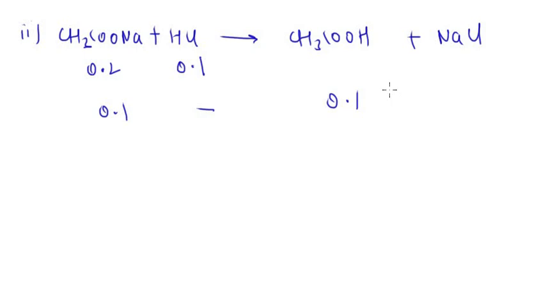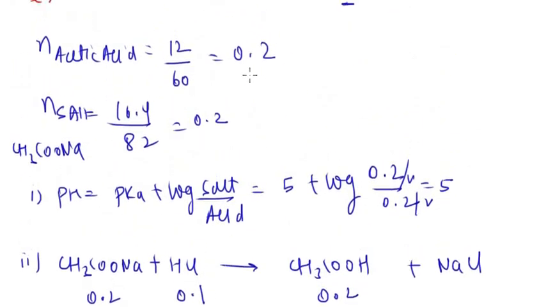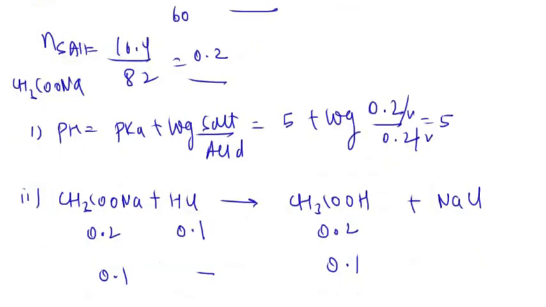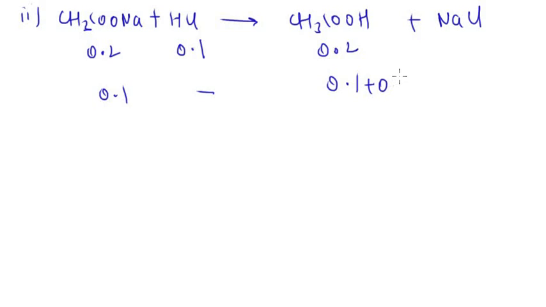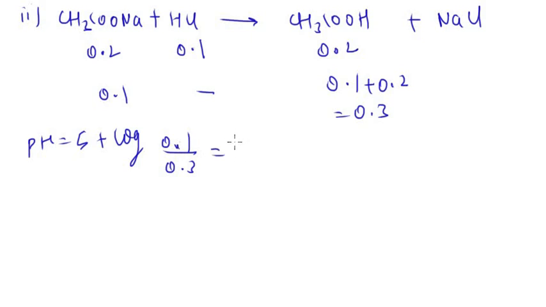So actually, acetic acid was initially 0.2, right? If we see initial at t equals 0, we have calculated both were 0.2. If we see over here, acetic acid and salt both are 0.2 molar. Now the acid will become 0.1 plus 0.2, it will be 0.3. So pH equals pKa plus log salt 0.1 upon acid 0.3, which is 4.52. So change in pH equals 0.48. Third part.